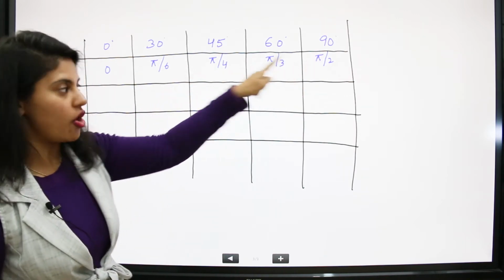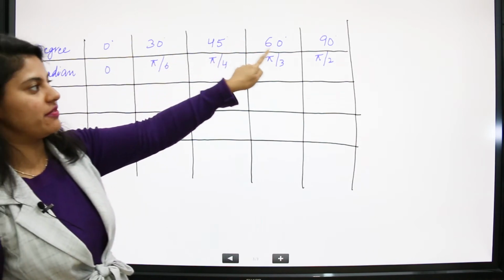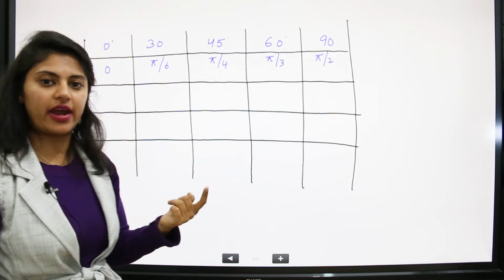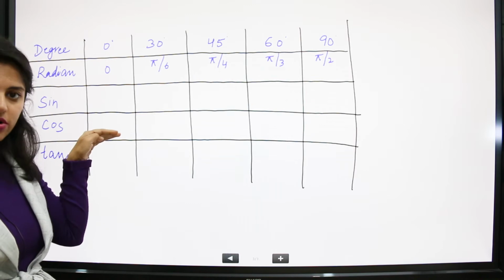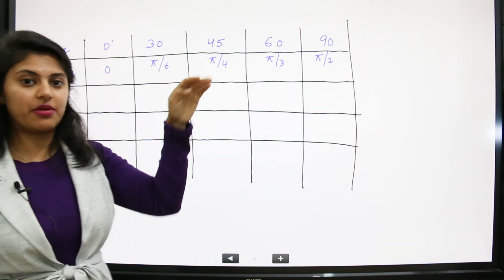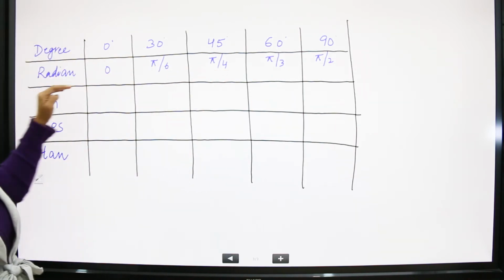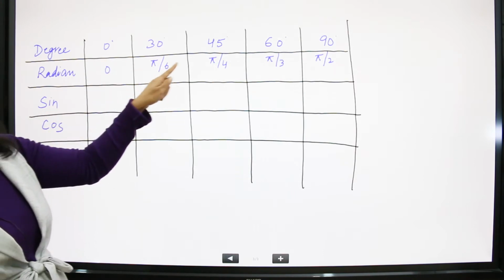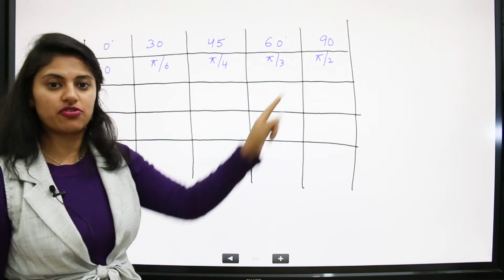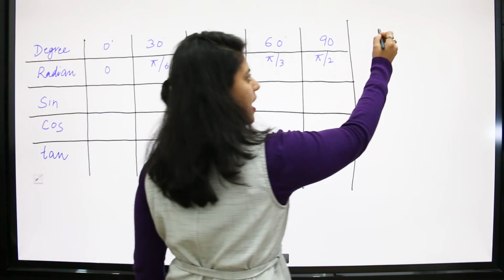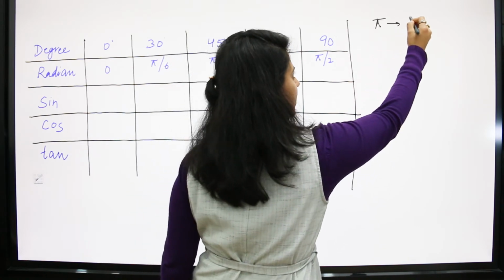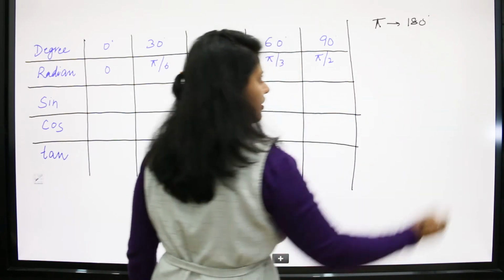Write the degrees at the top: 0 degree, 30 degree, 45, 60 degree, 90, and all the bigger angles you can convert into these smaller angles. How you can convert, I am going to tell you that. Radians you can write: 0 degree, pi by 6, pi by 4, pi by 3, pi by 2, and remember what is the value of pi? Pi is 180 degree.